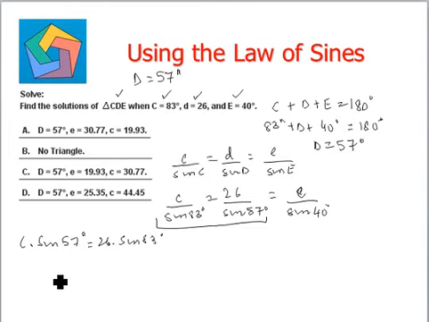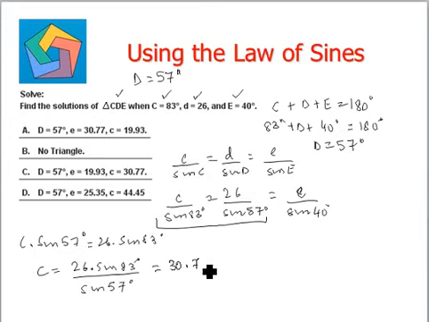So dividing by sine of 57 on both sides, I get c equals 26 times sine of 83 divided by sine of 57. With the help of the calculator we can find all these values, and when we solve this we get c equals 30.77. This is the side length c. So we found another unknown, c as 30.77. Now we have to find e, so we can use these two over here.